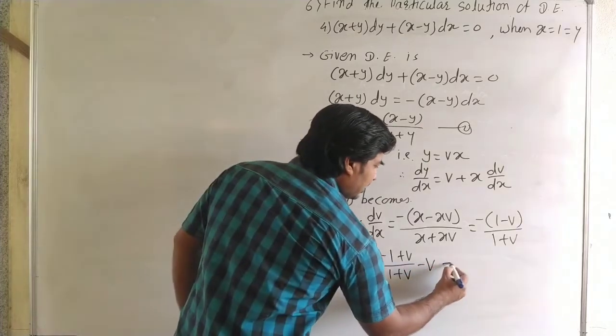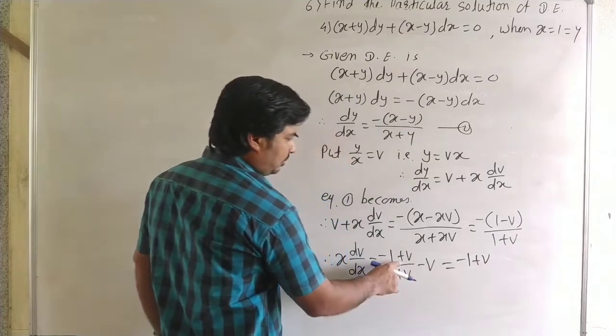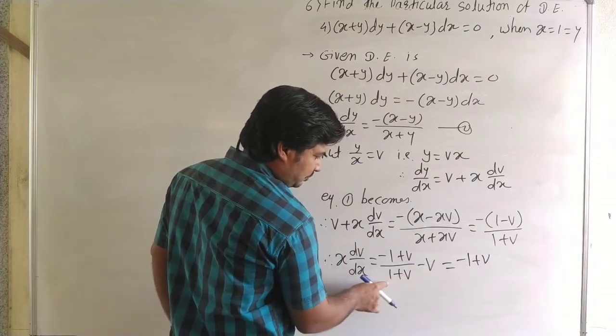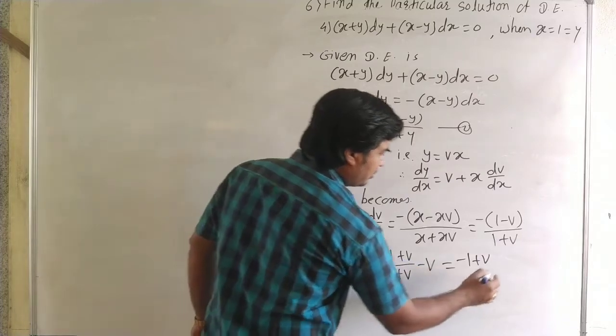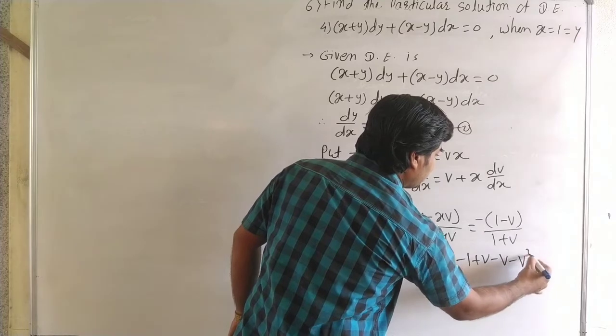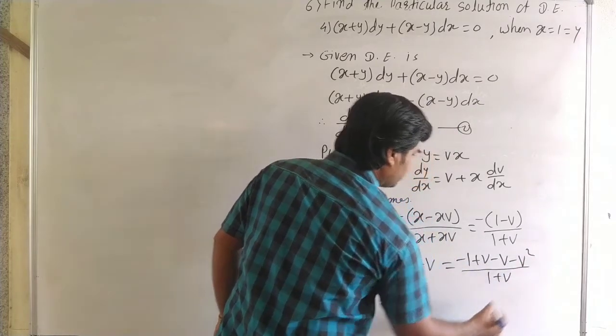Then take the calculation, it is minus 1 plus phi, minus 1 plus phi, it is minus 1 and it is a plus phi. Then multiply by this, minus phi square. Then here it is minus phi square upon 1 plus phi. Okay.